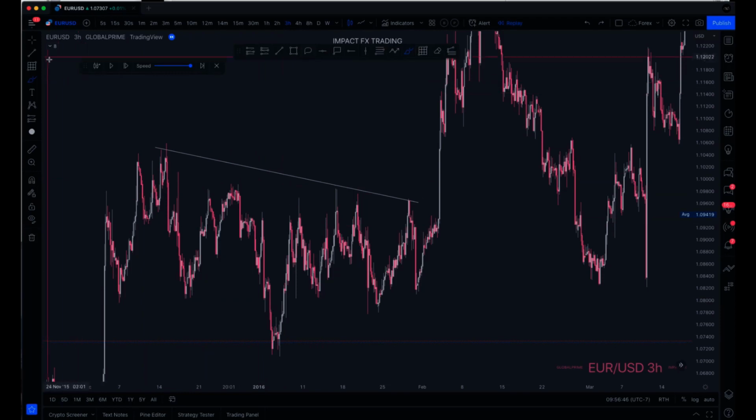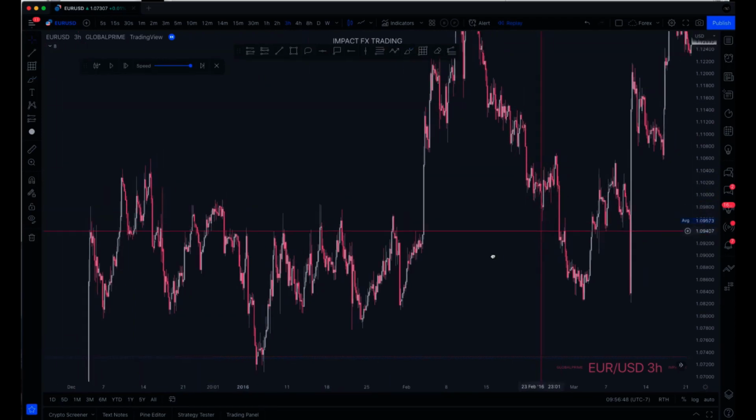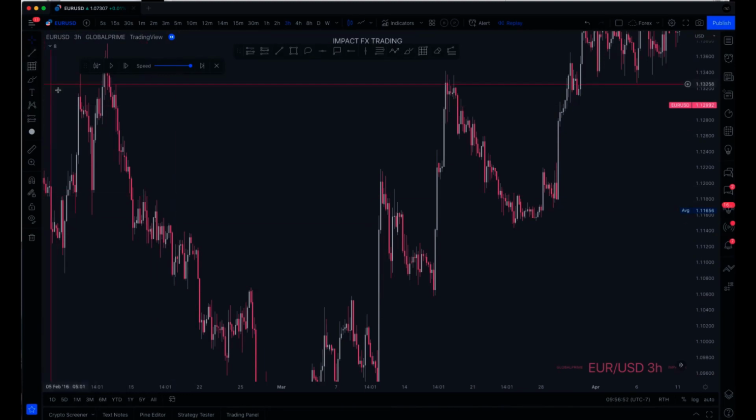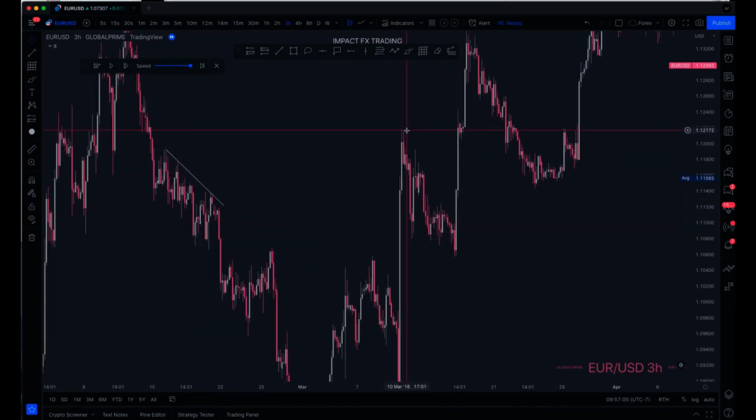Let's look at a couple other examples. Here's another mitigated trend line. And price, boom, basically almost no interaction and just ripped right through it, finding the unmitigated POI inside of this price action. Okay?